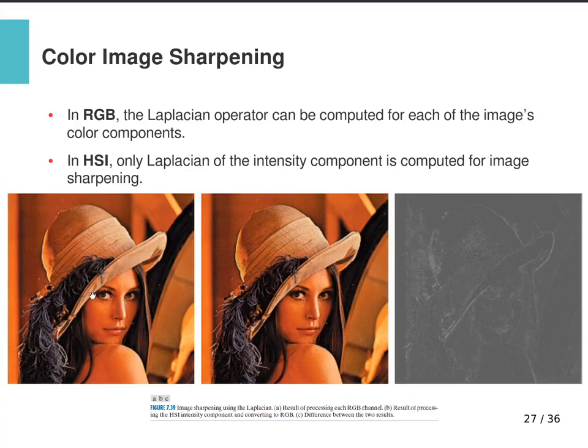Again, the image on the left is sharpened using the Laplacian applied to all three red, green, and blue color components. The one in the middle is the result of applying the Laplacian only on the intensity component of the color image. Visually speaking, there is no significant difference between the two, and if you calculate the difference image, you see that the difference between the results of these two procedures is practically zero.